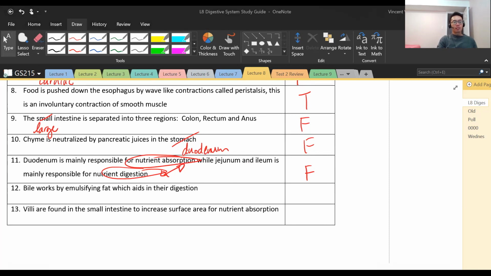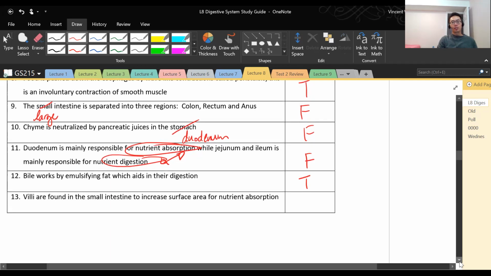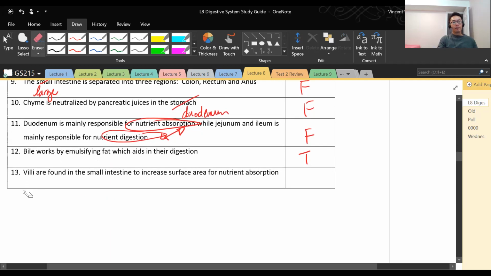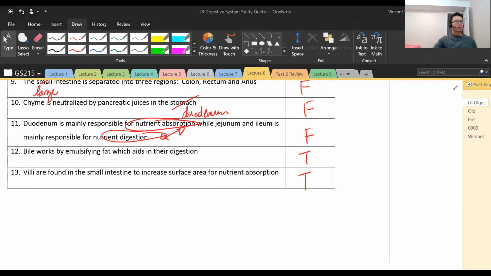Bile works by emulsifying fat, which aids in its digestion. That's true. Emulsifying just means breaking them down into smaller pieces. It's a physical breakdown. You're not chemically changing the fat. You're just making it into smaller droplets. Villi are found in the small intestine to increase the surface area. That is true. Okay, and I think that is it.